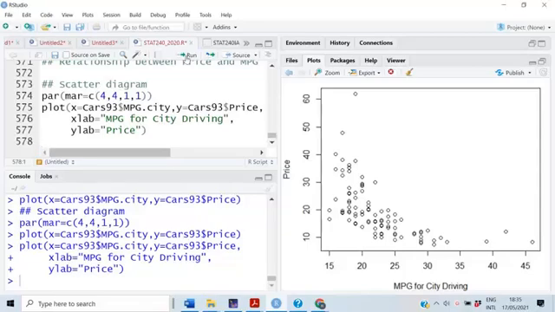So what is the relationship between MPG and price? It is a negative correlation. As miles per gallon for city driving increases, the price of the car decreases. Does this make sense? It means people are not interested in cars that use so much fuel for city driving. So you don't have demand, and those doing economics, if there's no demand, what happens? The price decreases.